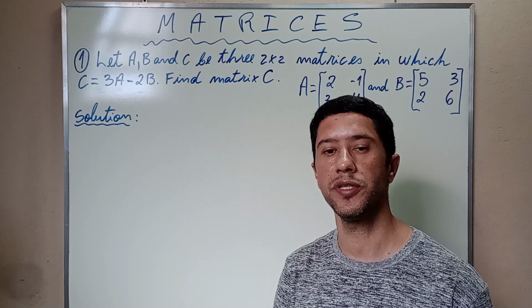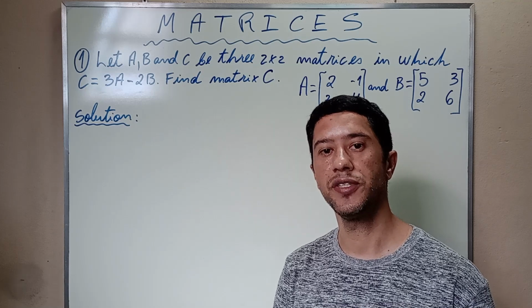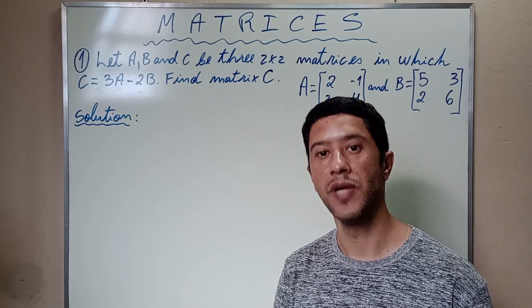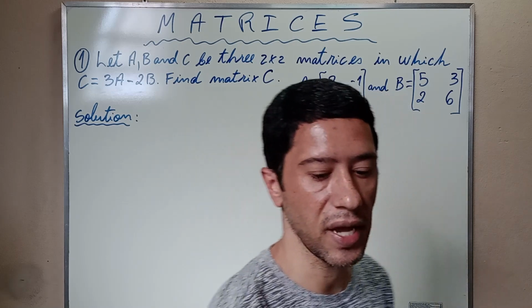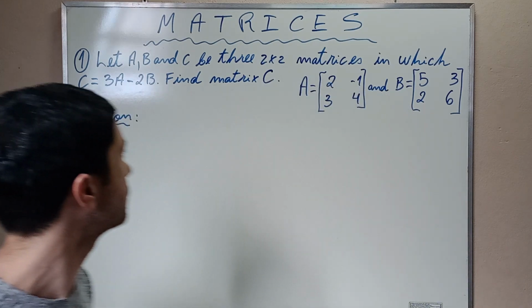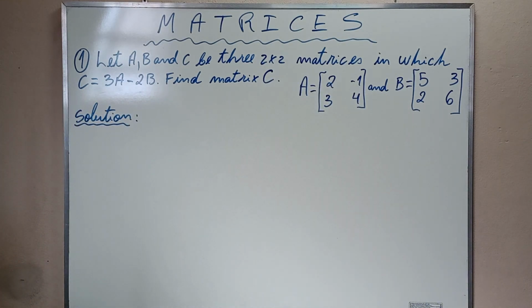And for this purpose, I selected 7 exercises. Let's go to the first exercise. Exercise number 1 says, let A, B, and C be 3 2x2 matrices in which C is equal to 3A minus 2B. Find the matrix C. Okay, my friends, this is the exercise. Let's go to the solution.